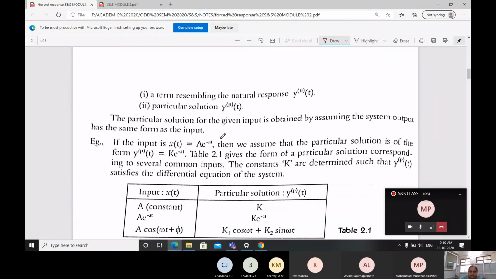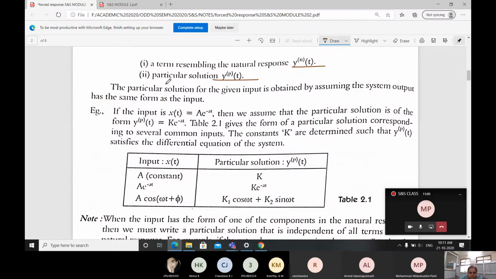It has two components. Those are a term resembling the natural response, and also the particular solution, that is yp of t. The forced response consists of the natural response along with the particular solution yp of t. The particular solution for a given input is obtained by assuming the system output has the same form as the input.